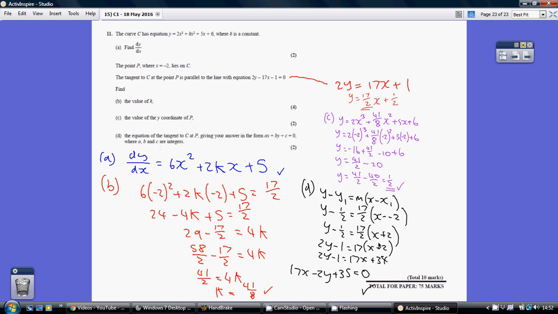Obviously minusing a minus 2 is adding 2. I've then chosen at this stage to multiply through by 2 to undo this dividing by 2 on the right. So going from here to here, I've just multiplied by 2 to give me 2y minus 1 on the left. And then rearranging into the format that they require, we get 17x minus 2y plus 35 equals 0.